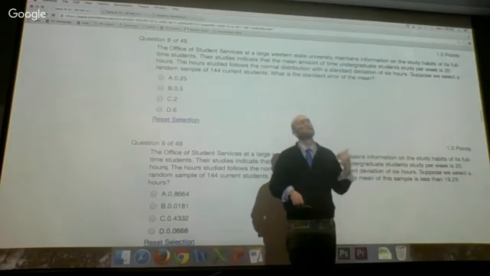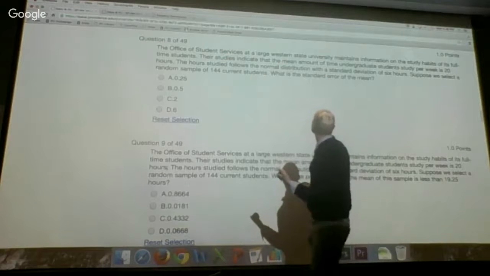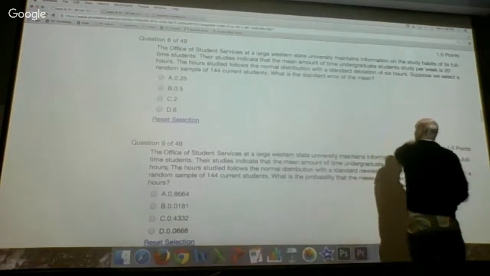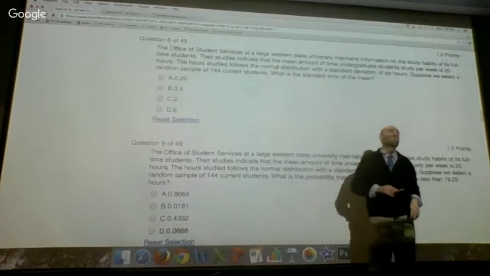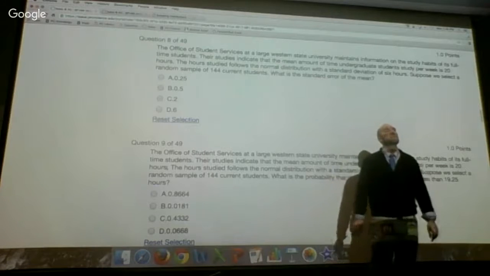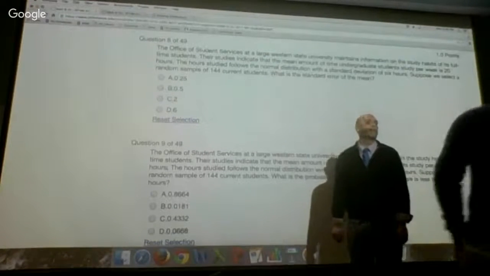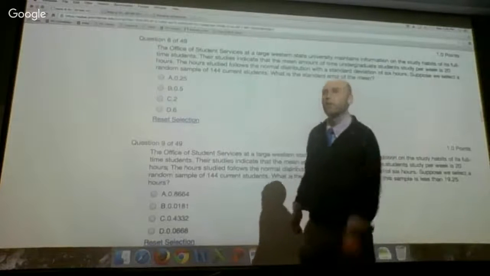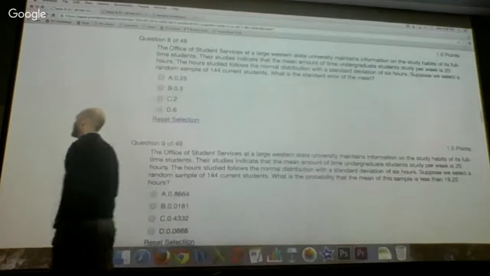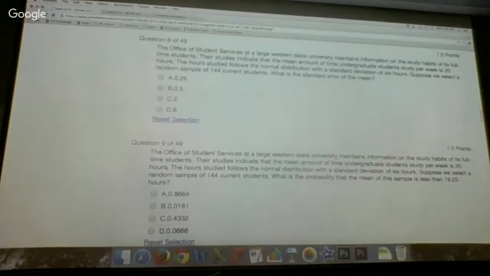12. So if sigma is 6, which it is, and my sample size is 144, 6 over the square root of n, 6 over 12 means the standard error of the mean is 0.5. Woo! It's up there. 8 down, 41 to go.